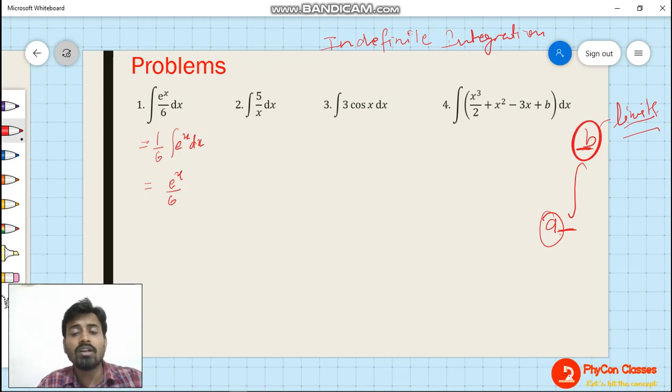Here we know the limits. When we know the limits, it is called definite. When we don't know the limit, it is indefinite. Clear?